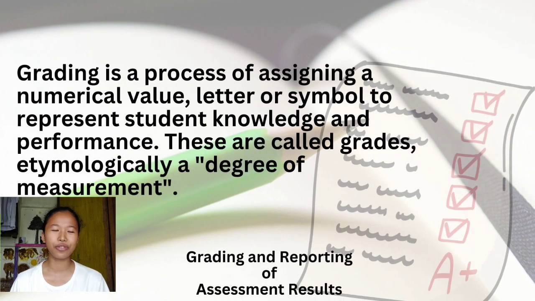The definition of grading. So what's the definition of grading? Grading is a process of assigning a numerical value, letter, or symbol to represent student knowledge and performance. These are called grades. Etymologically, a degree of measurement of the knowledge and the performance of your students.